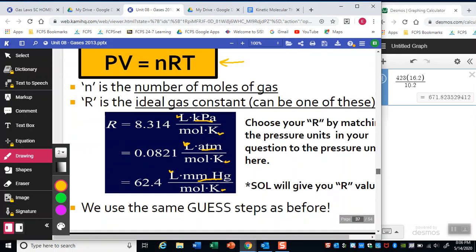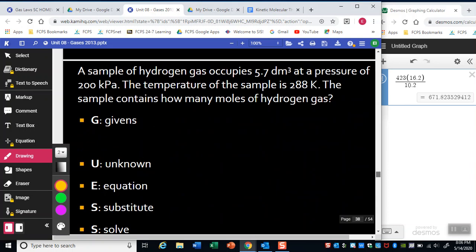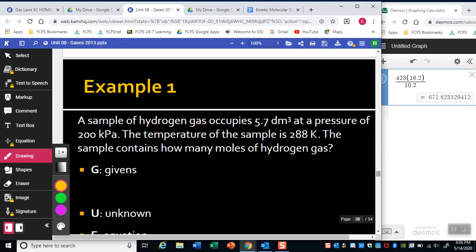And like I said, you don't have to memorize the R values. And the beauty is the steps are the same. That's why we learn algebra. Algebra is the tool to solve anything for any class. And here we go. So you have a sample of hydrogen gas. This is important. These are gas laws. I have cubic decimeters. So now I need to know, well, how many liters is that?